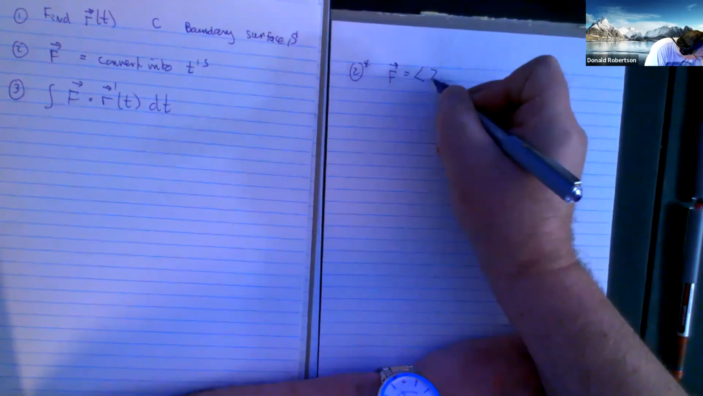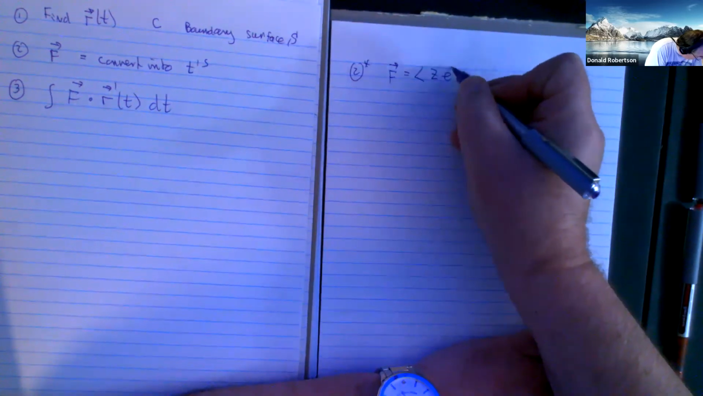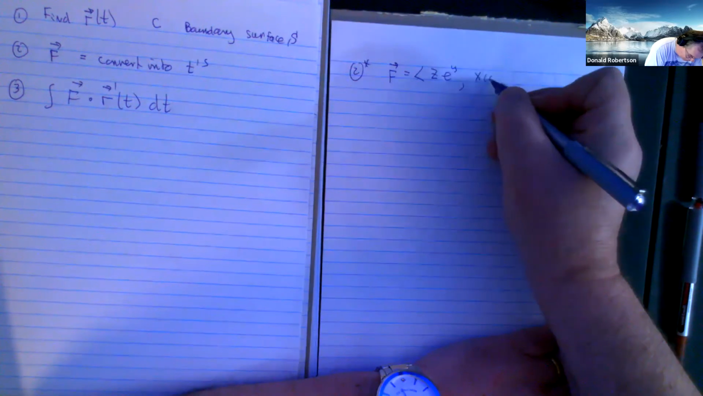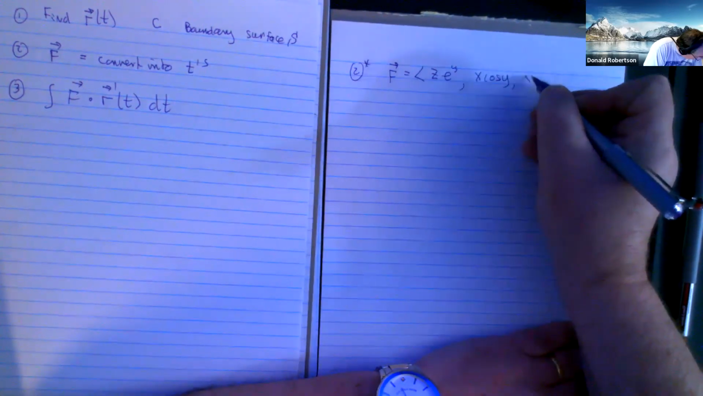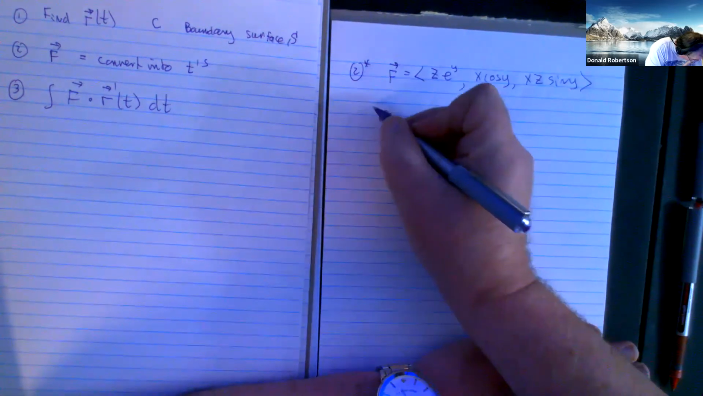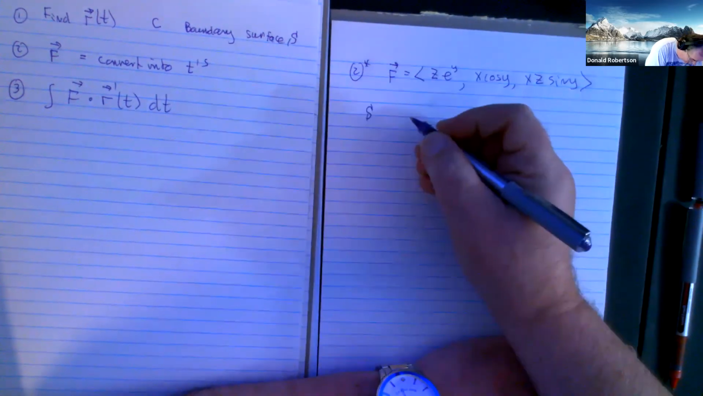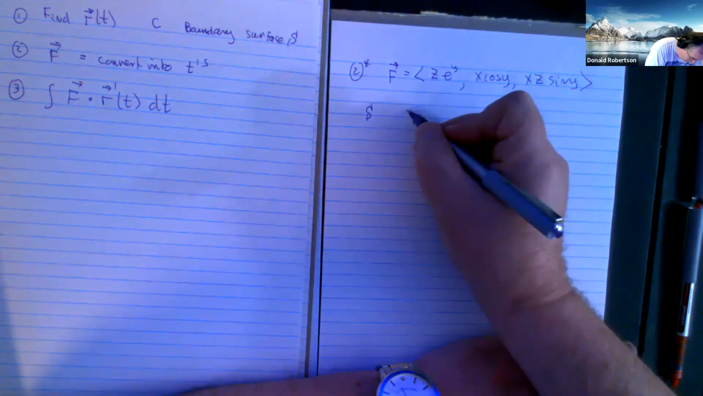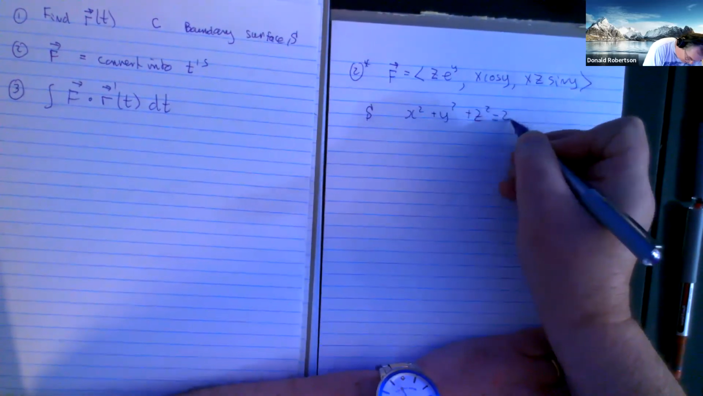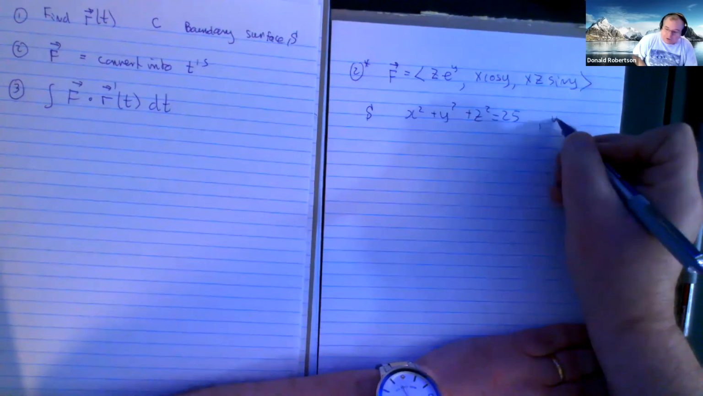So this one is z e to the y, x cosine y, and x z sine y. And S is a hemisphere. That's good. So it's x squared plus y squared plus z squared equals 25. It's only half of the sphere. But here's the tricky part. It goes that way.